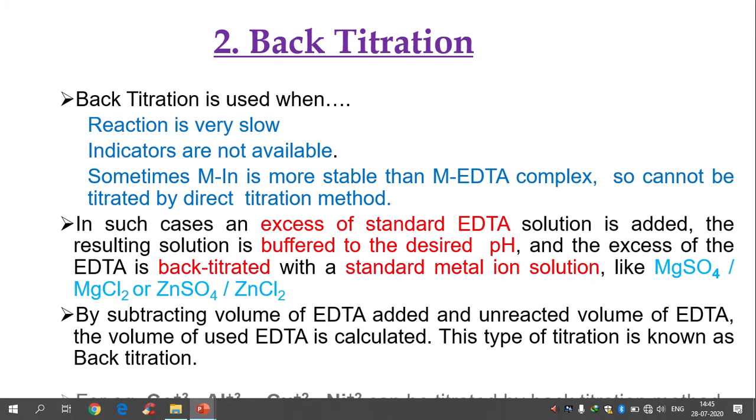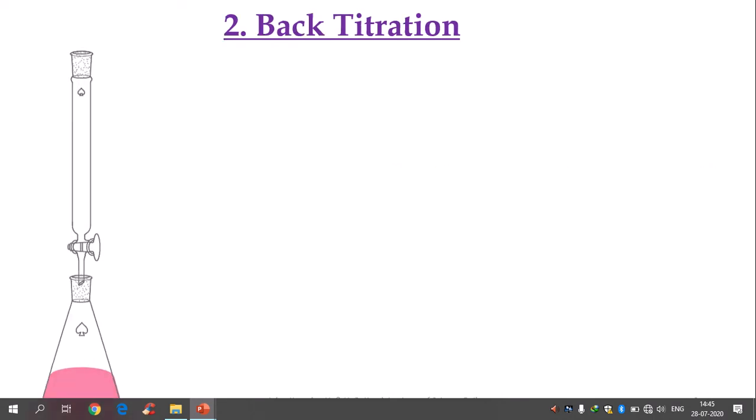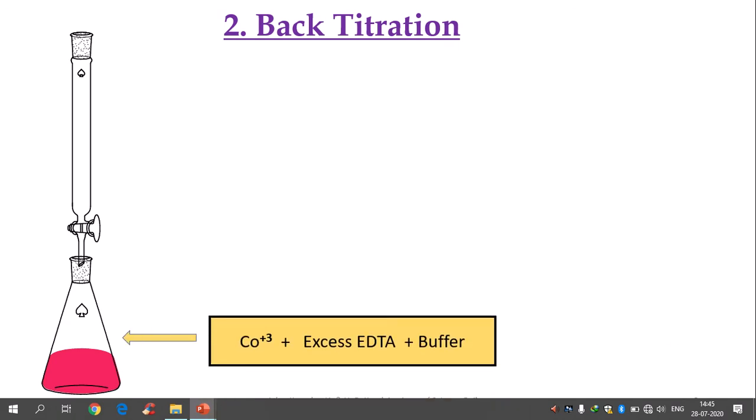See, you can understand it this way. These are the ions which are to be titrated using this back titration method: cobalt, aluminium, copper and nickel. See, we have taken cobalt. This is not titrated directly. So we are taking cobalt, adding excess of EDTA plus the buffer solution to maintain the pH of the solution. So we have taken a solution of cobalt, plus we are adding EDTA. Now say we add EDTA in excess amount whose concentration is known, and the volume of excess which we add is also known.